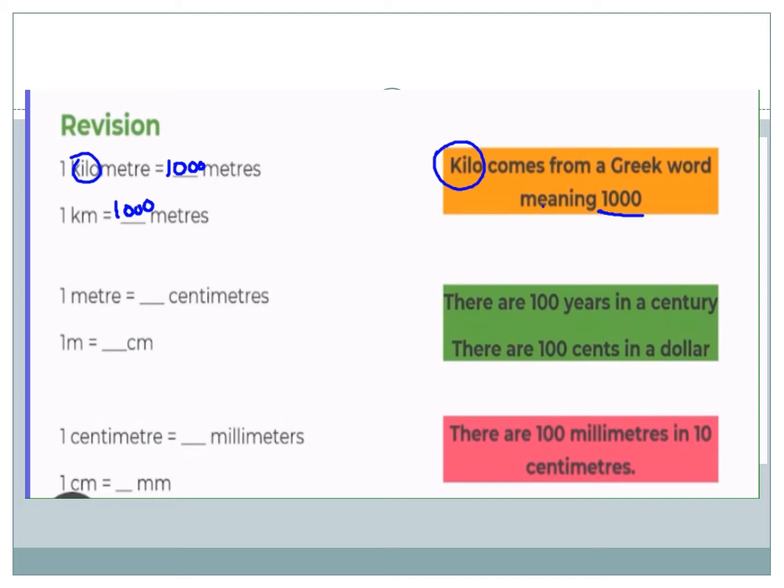That's right. There are 100 years in a century and 100 cents in a dollar. So that's the American symbol, American money. So that must mean that there are 100 centimetres in a metre.